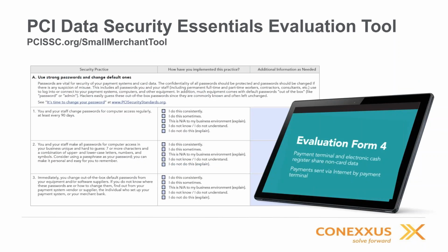Okay, so this shows one of the evaluation forms. So form 4, the payment terminals and electronic cash registers that share non-card data, which some of you may have. So this includes best practices from that guide to safe payments that we just talked about, and then where it's relevant for that specific payment type. So if you look at the different payment types, there may be different questions that are applicable. And then the merchant simply answers all of those best practices in an actual PDF form.